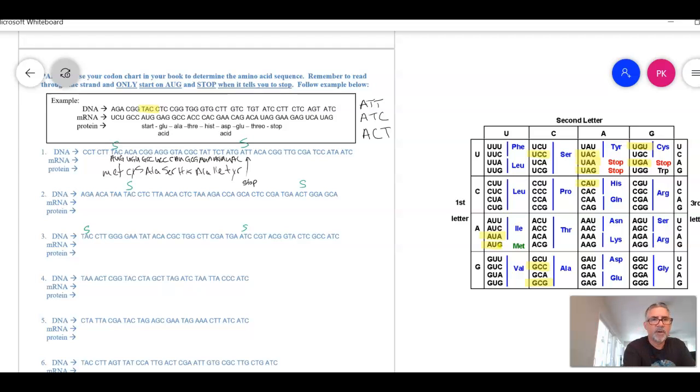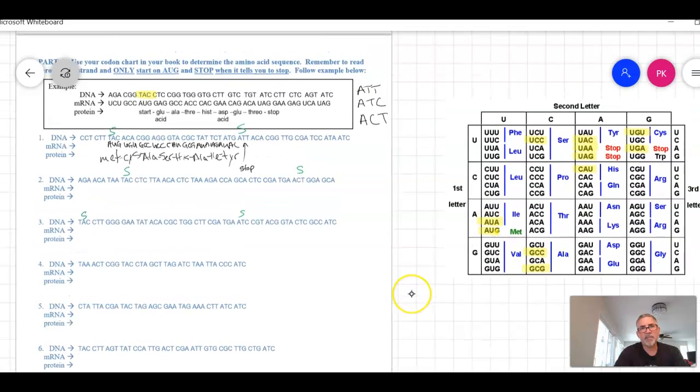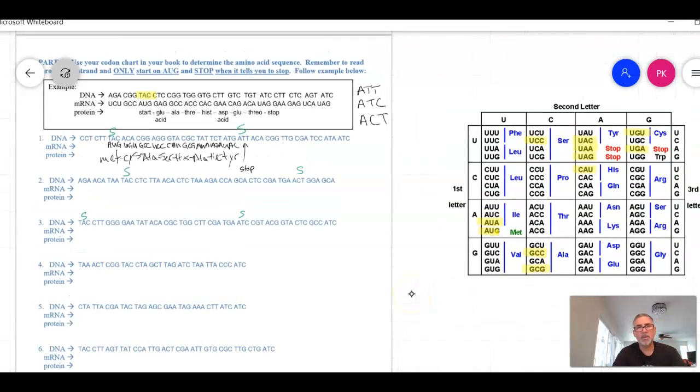It's always good, if you want, you can put a little dash in between each one of them so I know where your amino acids are. Okay, so that's essentially how you do those. Again, find your starts and your stops, and then fill in all the amino acids up to your stop. Don't include an amino acid for your stop.